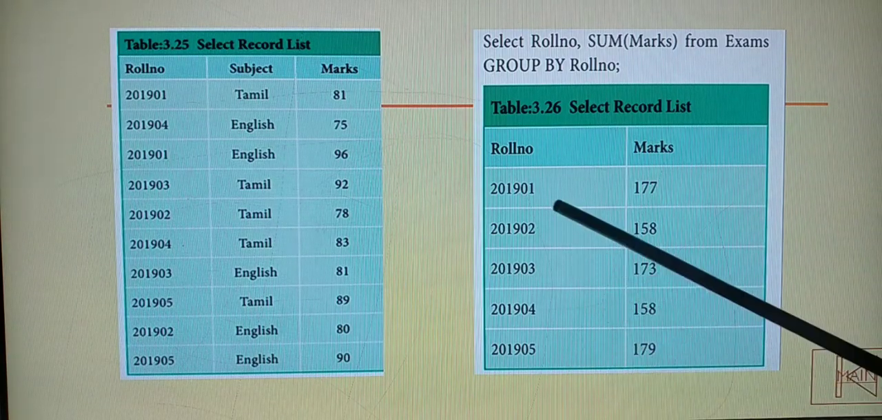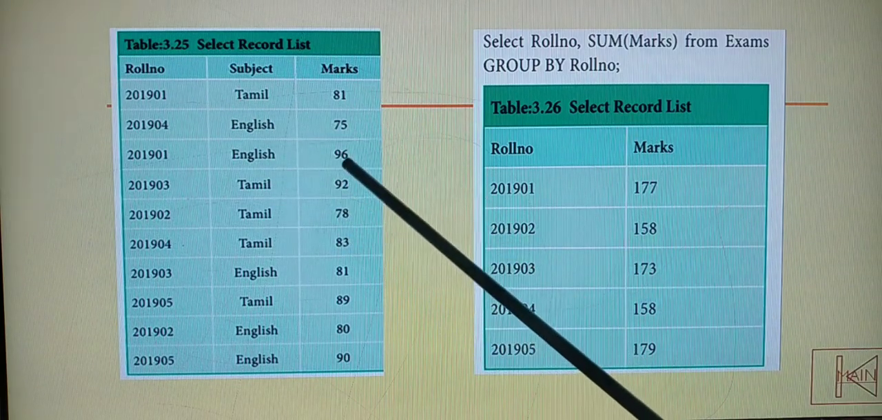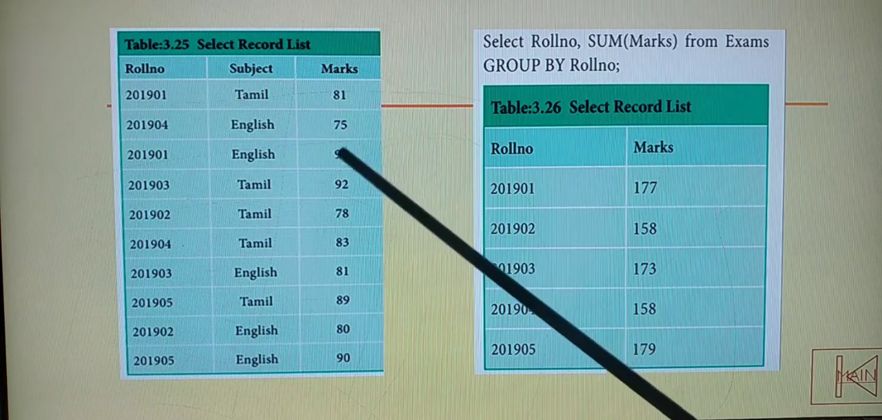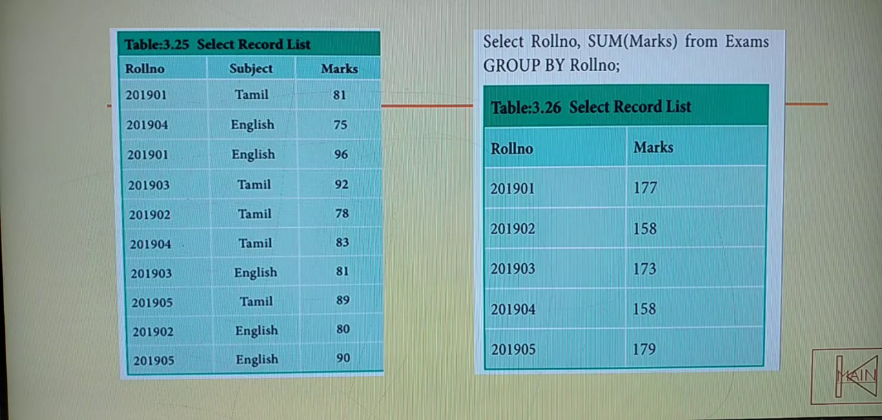Yes, we can check it. For 901, the Tamil mark is 81 and the English mark is 96. Add these two, and you will be getting 177. So clear? This is the way how you can group the records.